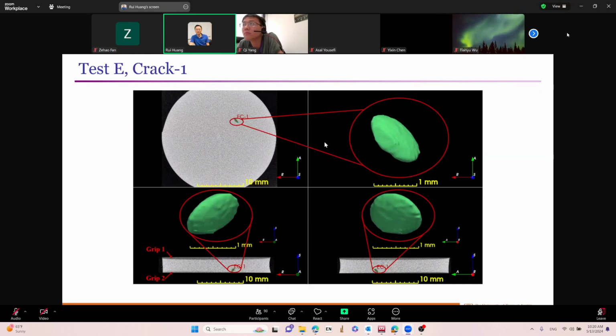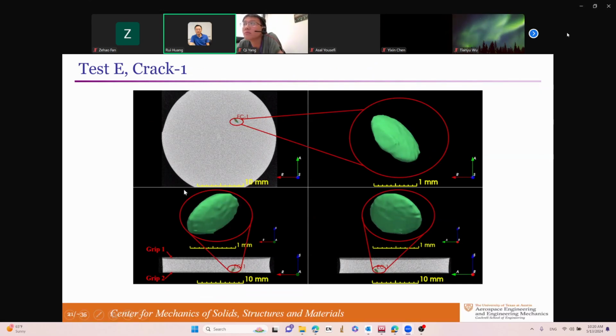So this is one such image. That's the diameter of the specimen, and you see there's a crack in some place over there. This is a cross-section across the thickness, and you see the nucleated crack. It's a small slanted crack, about 1 millimeter in size already. It opens up into an ellipsoidal shape.